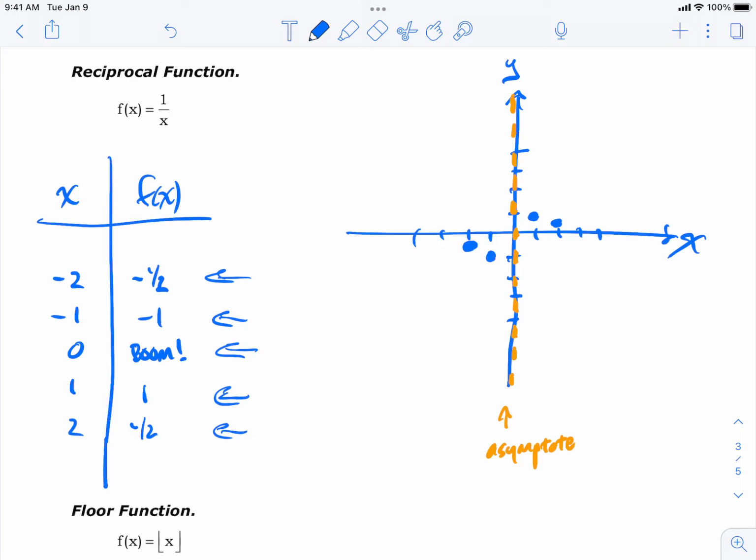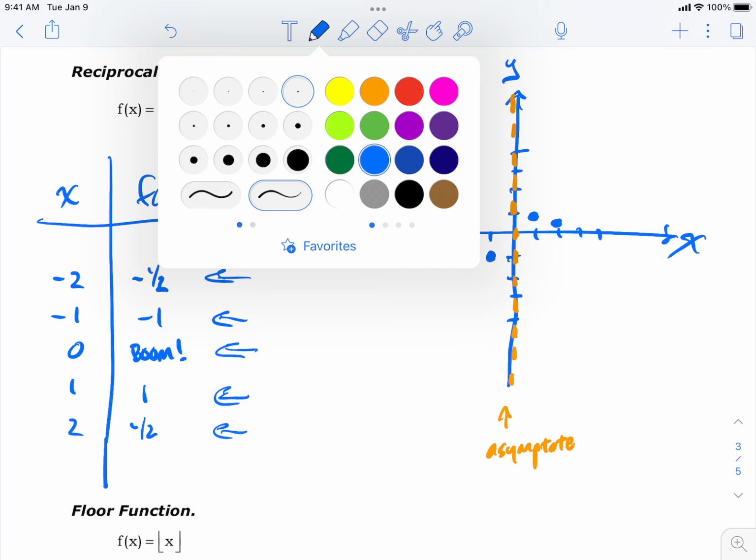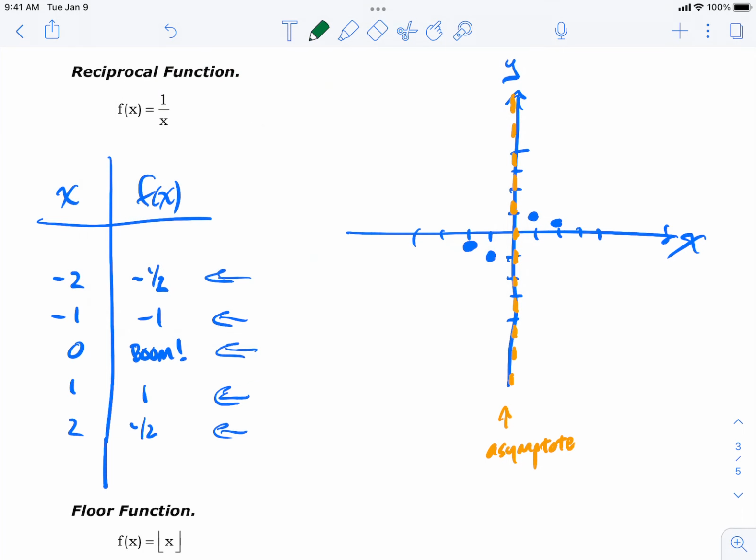Now, to get a fuller feel for what the graph looks like, we're going to want to plug in some more values. So let me give you some more values to think about. Let's do -4. If you plug in -4, you're going to end up with -1/4, which is like over here someplace, right? Let's plug in +4, and of course you'll just get +1/4. So that would be x is 4, +1/4.